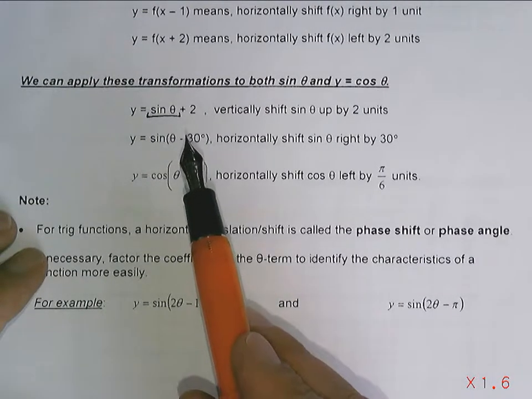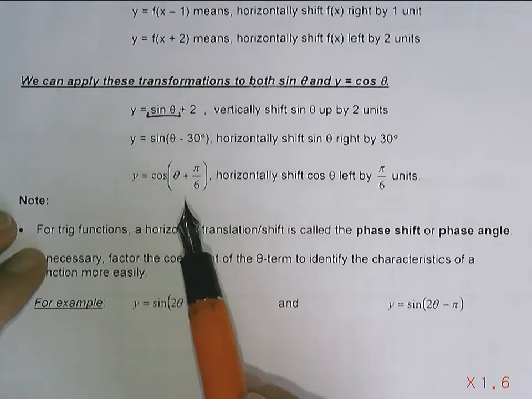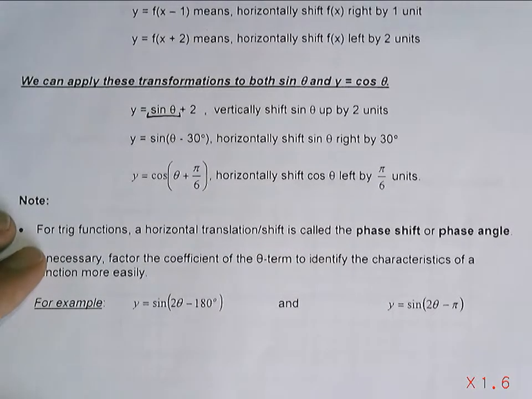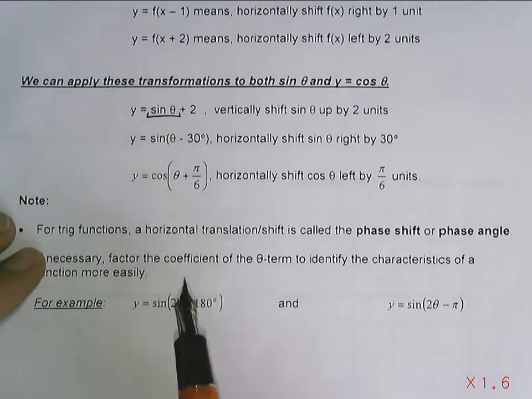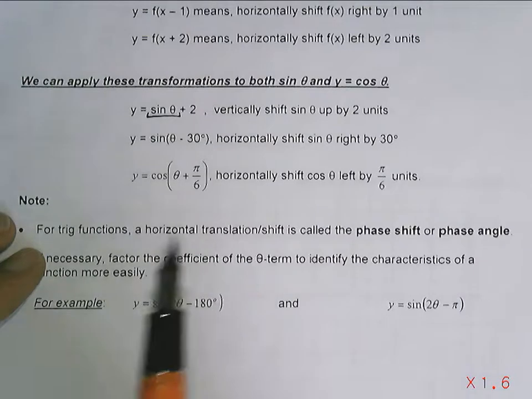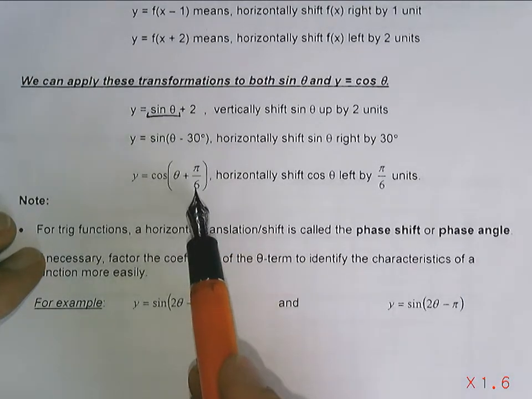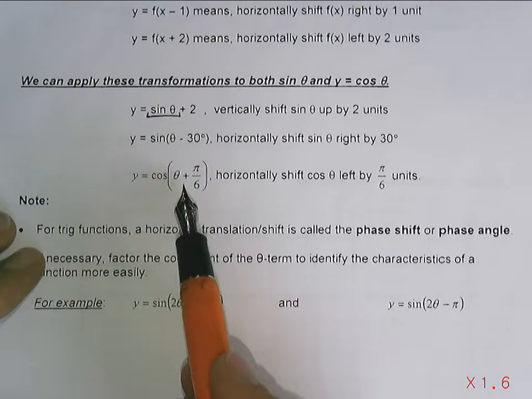I'm not telling you it's 30 degrees. I'm telling you it's pi by 6. In this context, pi is not 3.14. In this context, pi is 180 degrees. 180 degrees divided by 6 is 30 degrees. So this and this actually say the same thing, but in the opposite direction. One's going to the right, one's going to the left.